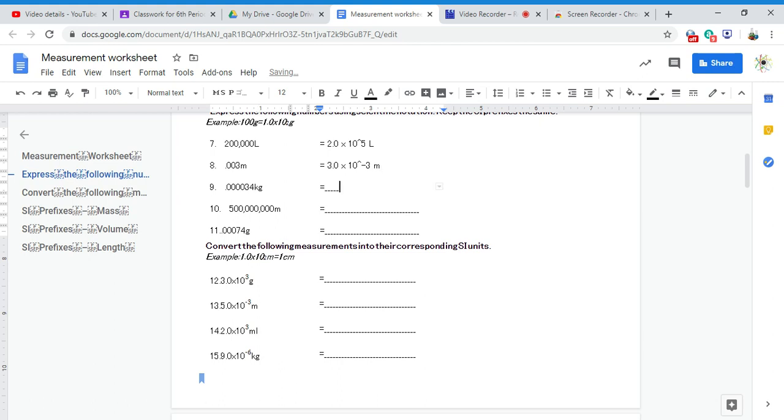All right, next one. We know that it's going to be 3.4 times 10, and then we need our caret, and we also need our negative. Right now the decimal's right there. 1, 2, 3, 4, 5. We had to move it to get it between the 3 and the 4. So that would be 10 to the negative 5th kilograms.